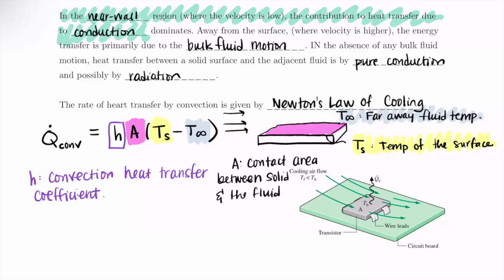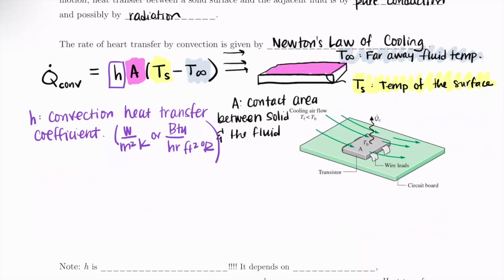All right, this is going to have units of watts per meter squared Kelvin, or in English units, this would be BTU per hour feet squared degrees Rankine. And because of the denominator having Kelvin or Rankine, you need to use an absolute scale for the temperature difference. So whether Kelvin or Rankine, just depends on which h you're going to use, but you can't use Celsius or Fahrenheit. Okay.